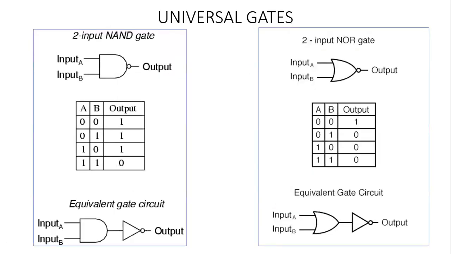Now comes universal gates. Now, what are universal gates? Universal gates are basically those gates which can be used for any operation. That means with the NAND gate, which is an AND gate having a NOT gate in front of it. What is a NOR gate? An OR gate having a NOT gate in front of it.